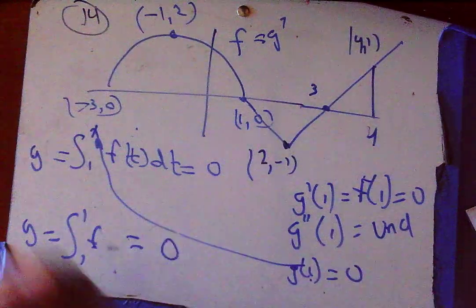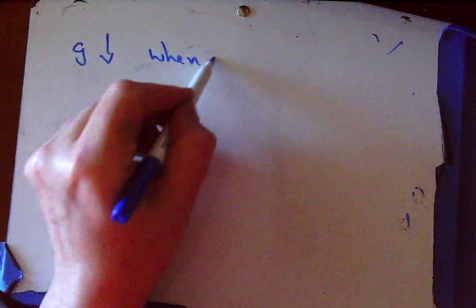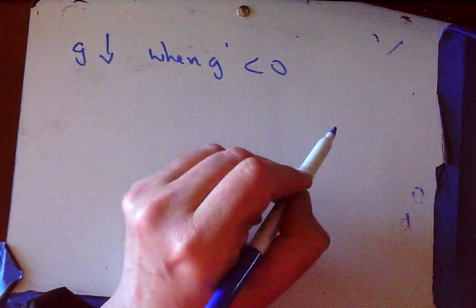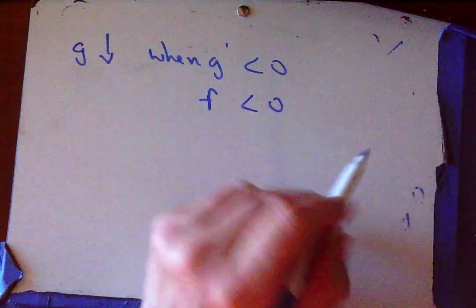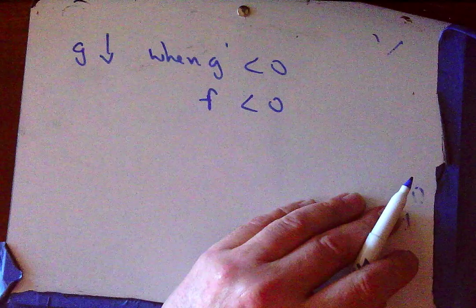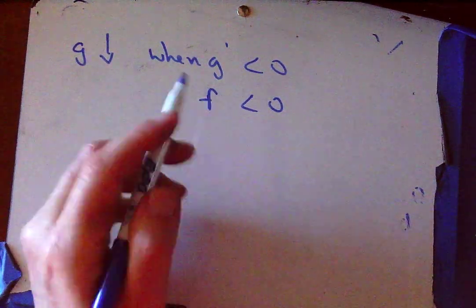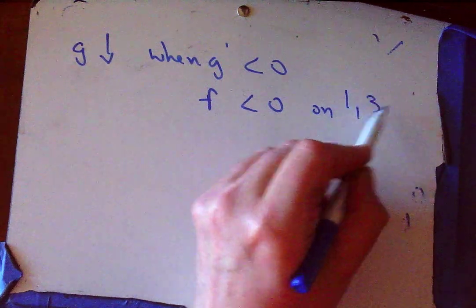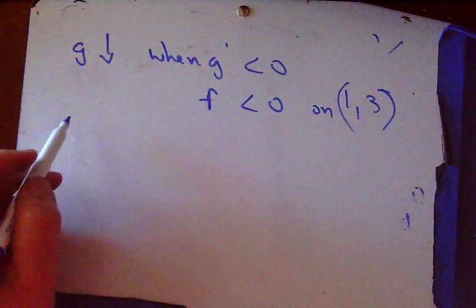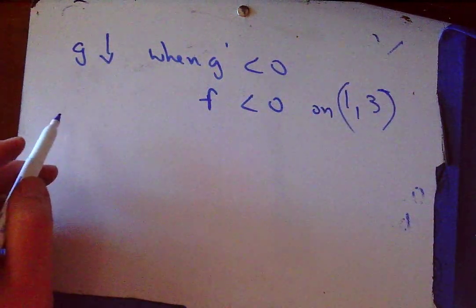Okay, 2 short questions here, and then we're going to be all done with these stations. G is decreasing when g prime is negative. And since we know that g prime is our f graph, whenever f is negative, g will be decreasing. So when is that happening? On (1, 3).